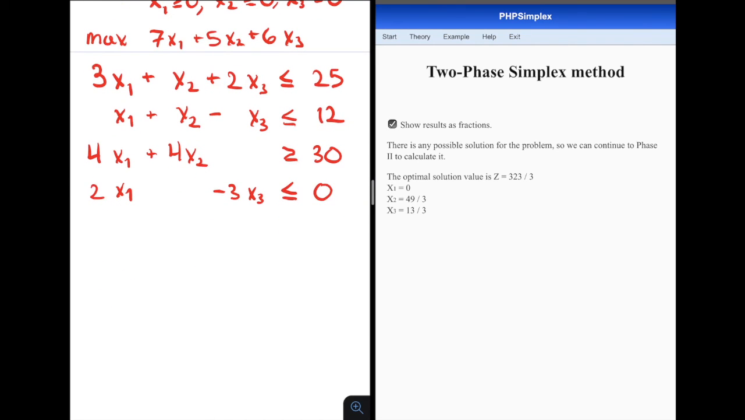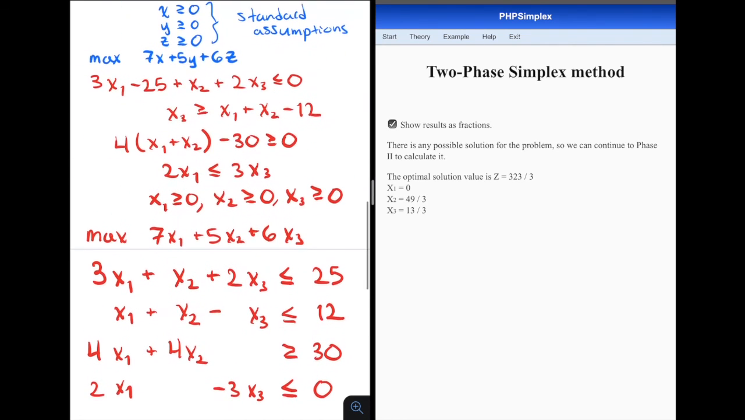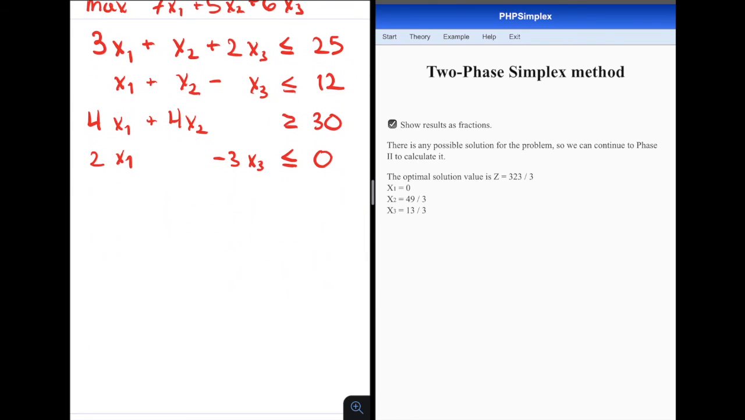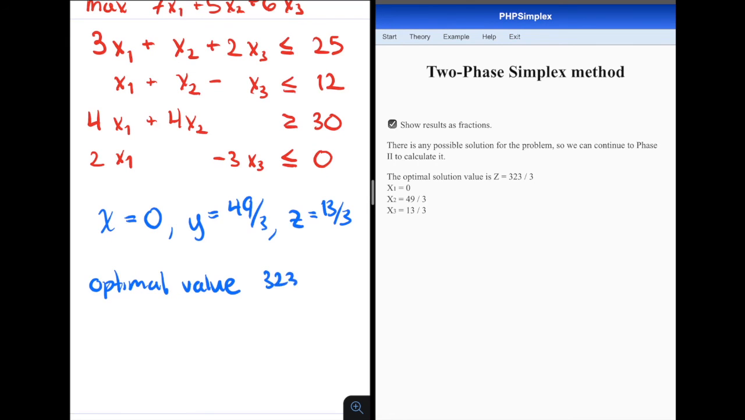Translating the solution back to the variables as we were given in our original problem, we would say that x equals 0, y equals 49 thirds, and z equals 13 thirds, and that the optimal value was 323 thirds.